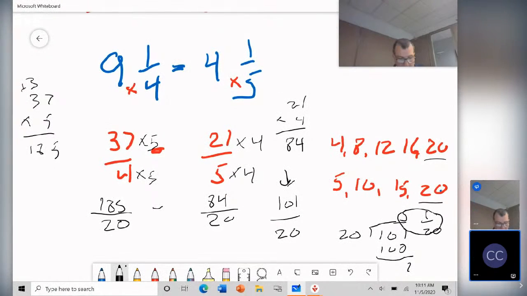So we go all the way back up to here. This was the original question. So 9 and 1/4 minus 4 and 1/5 is going to equal 5 and 1/20th. Okay. And all this is kind of a culmination of everything we've been working on the last couple of days. Let's do another one.